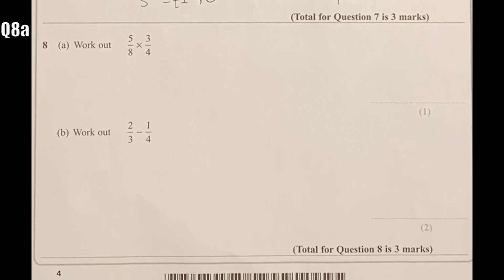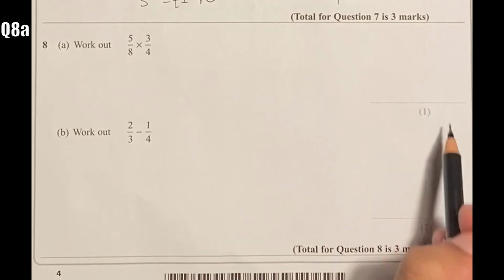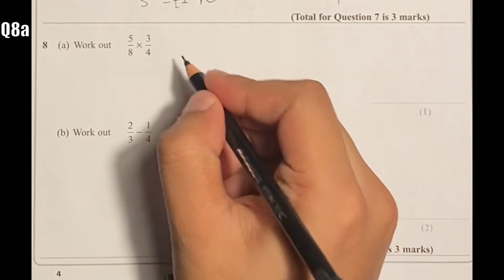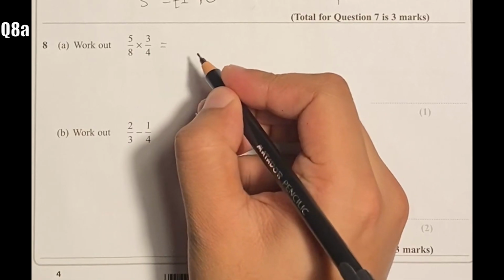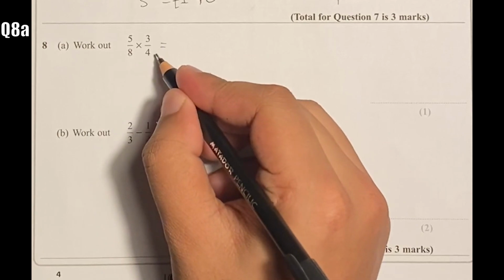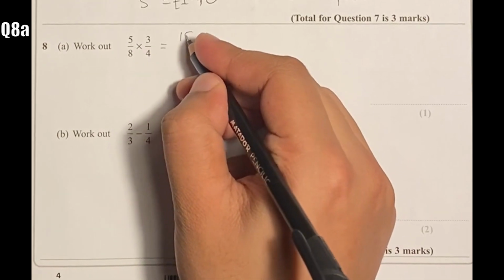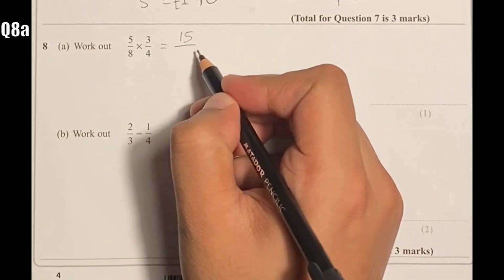Question 8a, work out 5 over 8 times 3 over 4. Now, this is my favorite type of question because it's very simple and it should be realistically one easy mark for you to get. All you need to remember when you're timesing fractions is numerator times numerator, denominator times denominator. So in this case, 5 times 3, which is 15, and 8 times 4, which is 32.